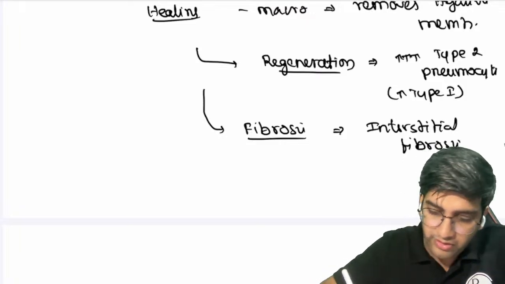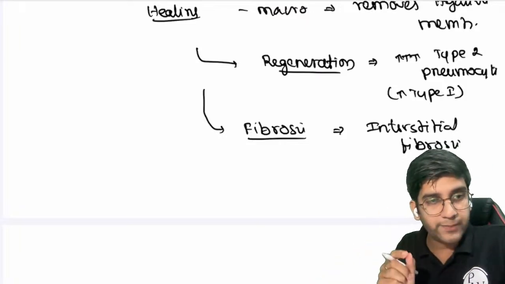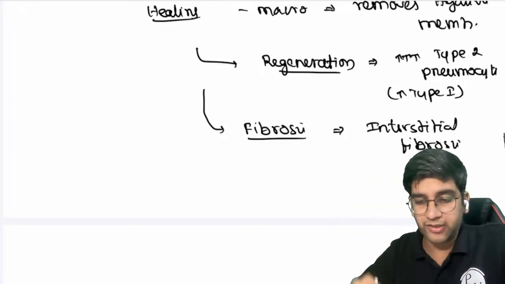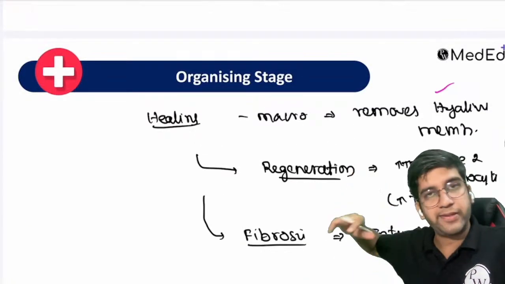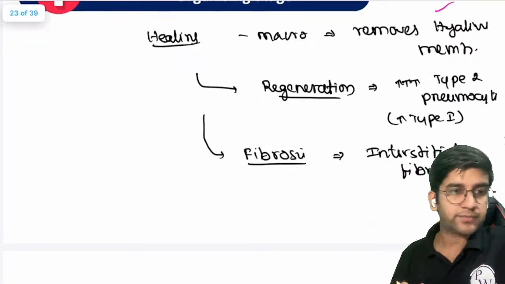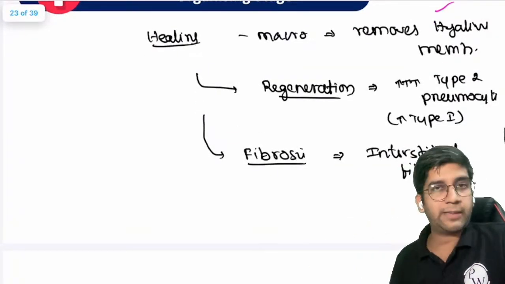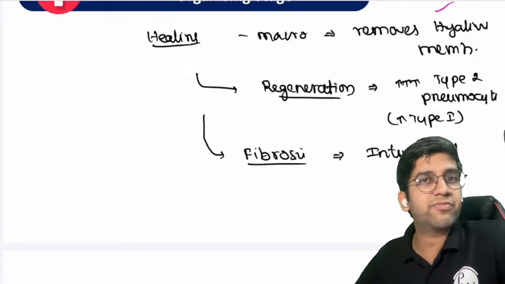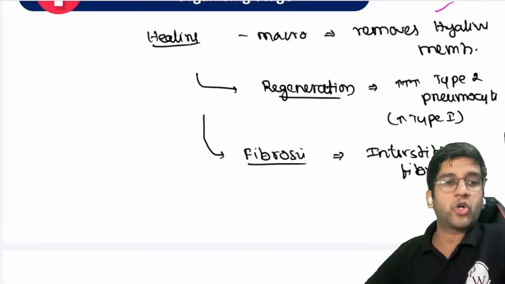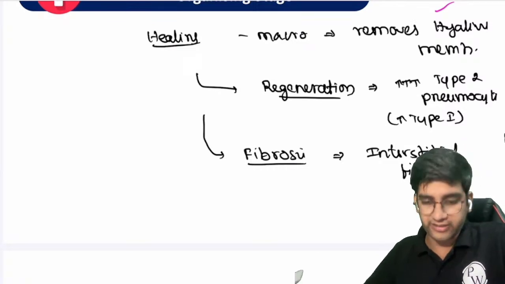Okay. Now let's see what will happen to the alveoli. The membrane will be gone, right? Who will remove the membrane first? Macrophage will come and remove the membrane. Only then is healing going to start, right? Fibrosis will predominantly happen in the interstitium. This interstitium is where I have fibroblasts. So that's where fibrosis can easily happen and more commonly happen, right? I hope it's clear.